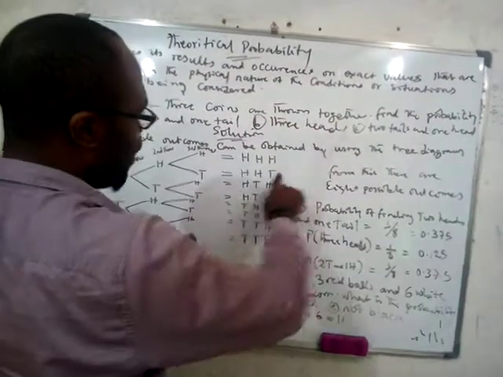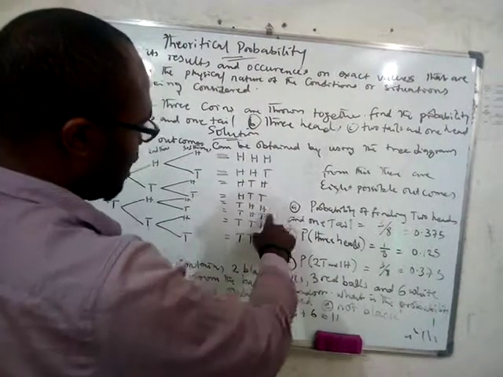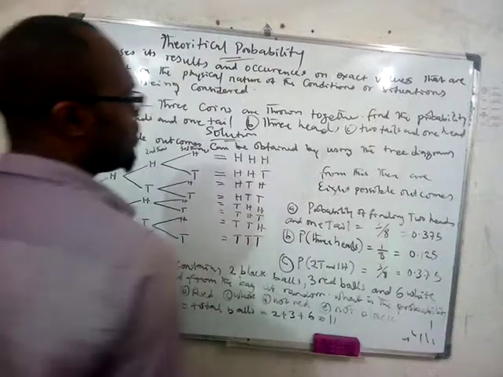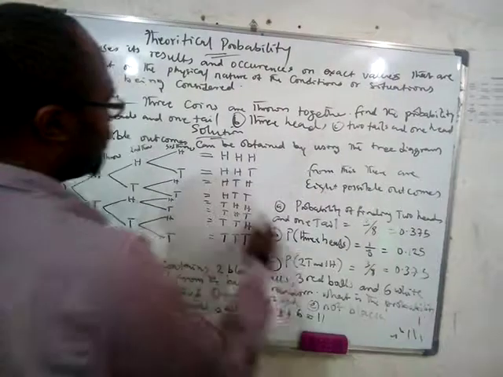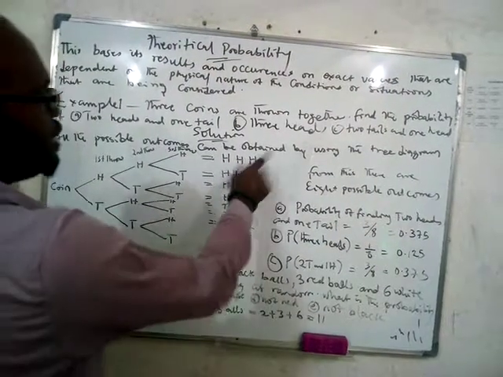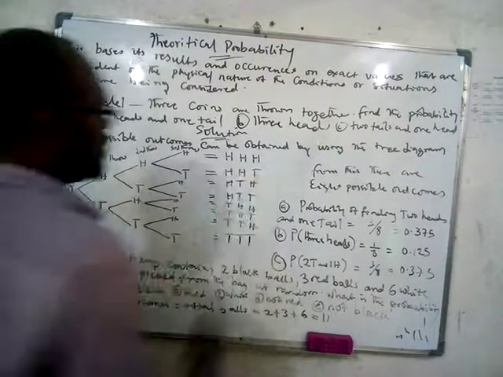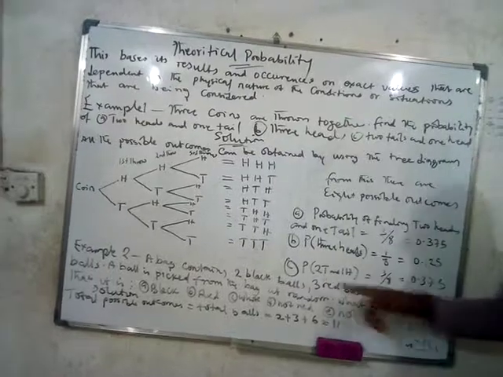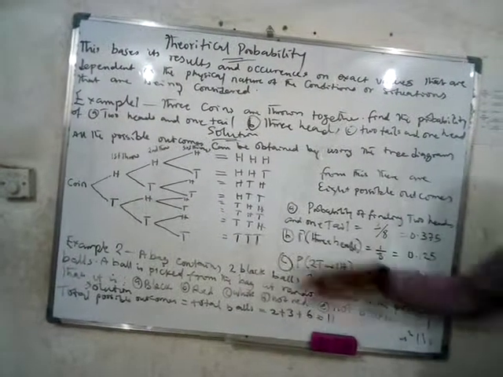This is 2 head 1, this is 2 head 2, and this is 2 head 3. So it's going to be what? 3 over 8. Probability of finding 3 heads. What are the ones that have 3 heads? Only this one, isn't it? So the probability will be what? 1 over 8. Probability of having 2 tails and 1 head.